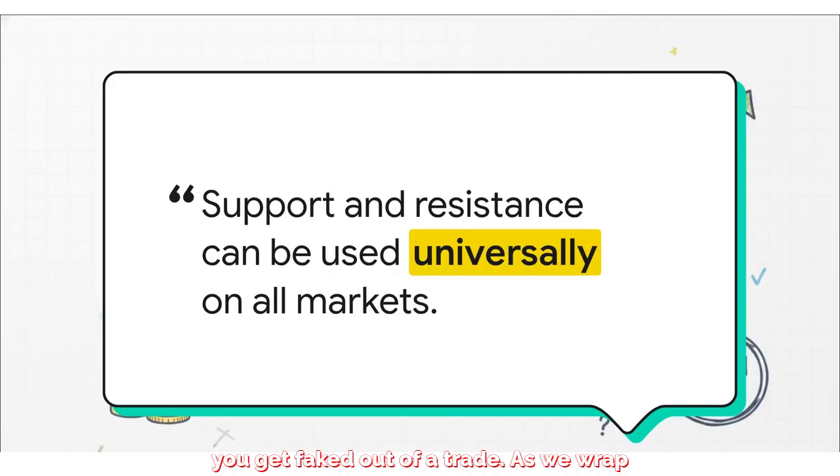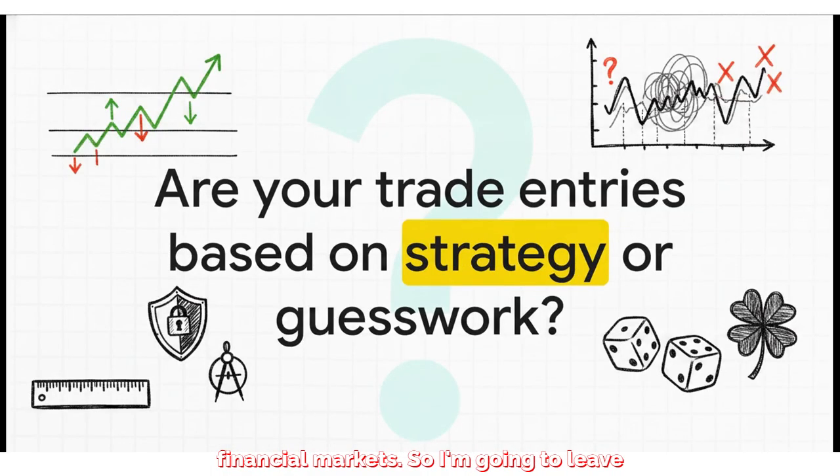As we wrap this up, the single most powerful takeaway from our source material is this: support and resistance are totally universal. It really doesn't matter if you're trading tech stocks, forex, or crypto. It doesn't matter if you day trade on a 15-minute chart or if you're long-term investing on a monthly chart. The psychology behind floors and ceilings is literally the universal language of the financial markets. So, I'm going to leave you with a question to really reflect on before you place your very next trade. Are your entries based on a clear, objective strategy using historical key levels, or are you kind of just guessing, rolling the dice, and hoping for the best?